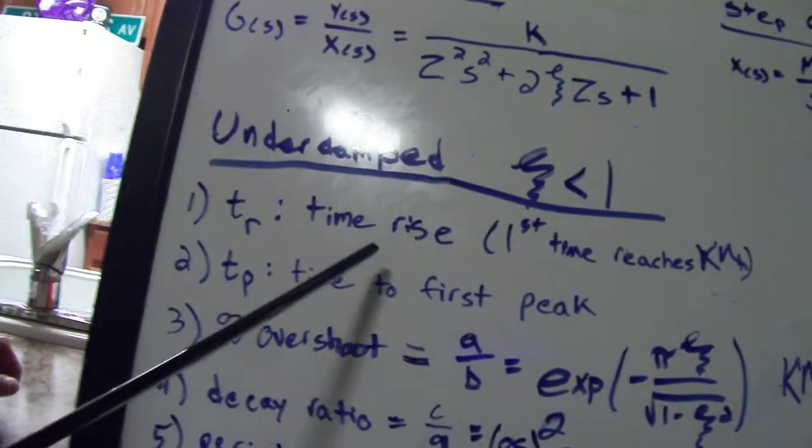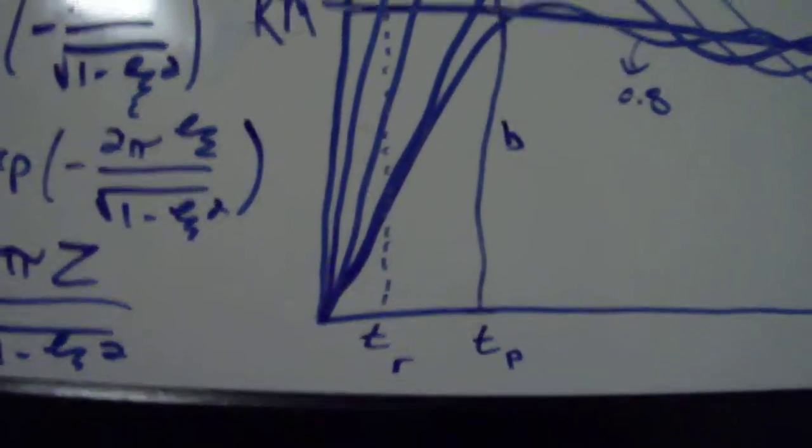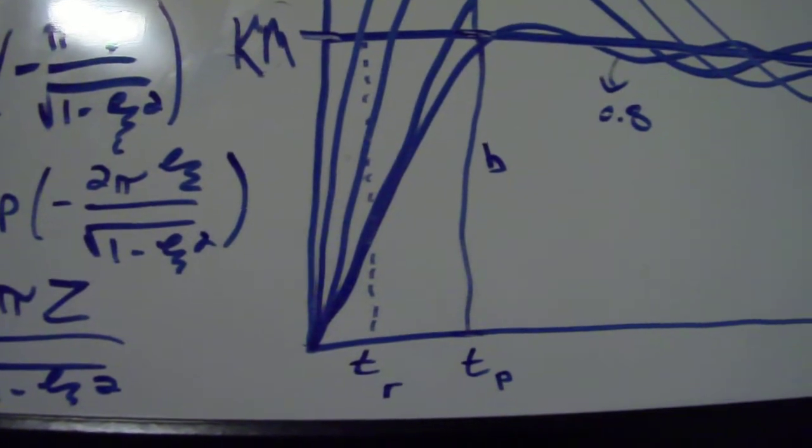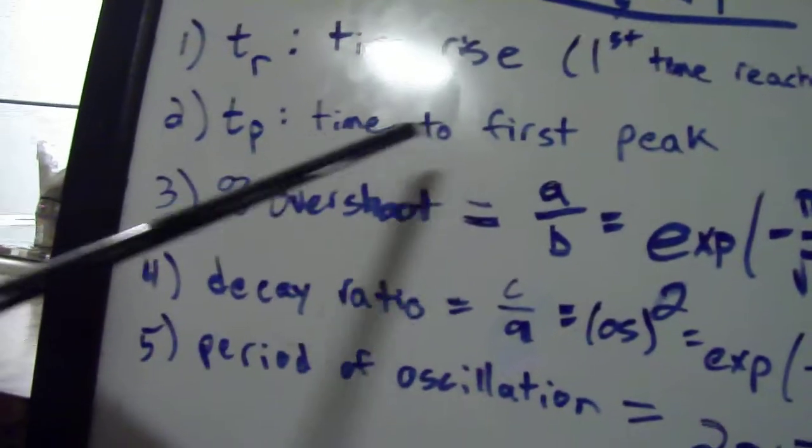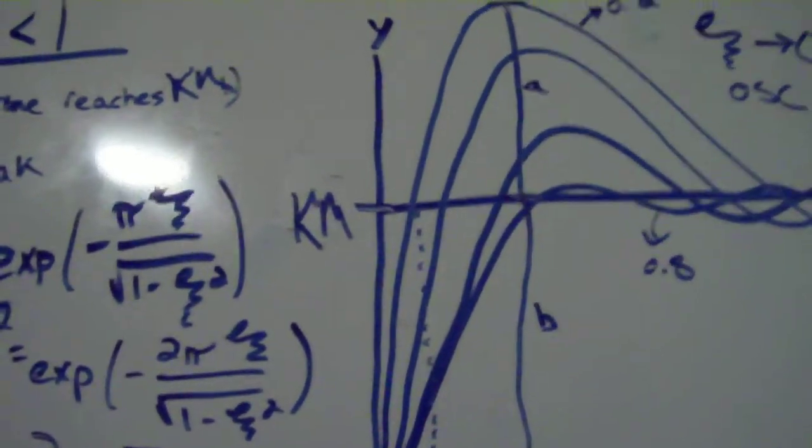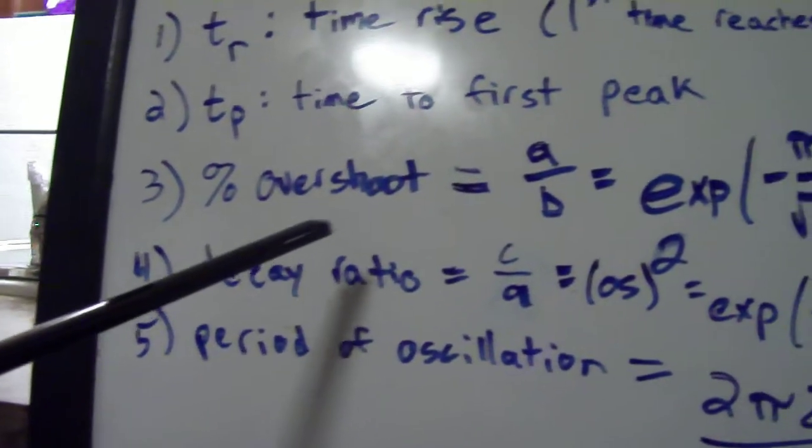T_r is our rise time. Basically it's the time at which a response reaches the ultimate value for the first time. Our T_p, our time to first peak, is the time that it takes till we reach our first peak. Self-explanatory there. Our third aspect is our percent overshoot.